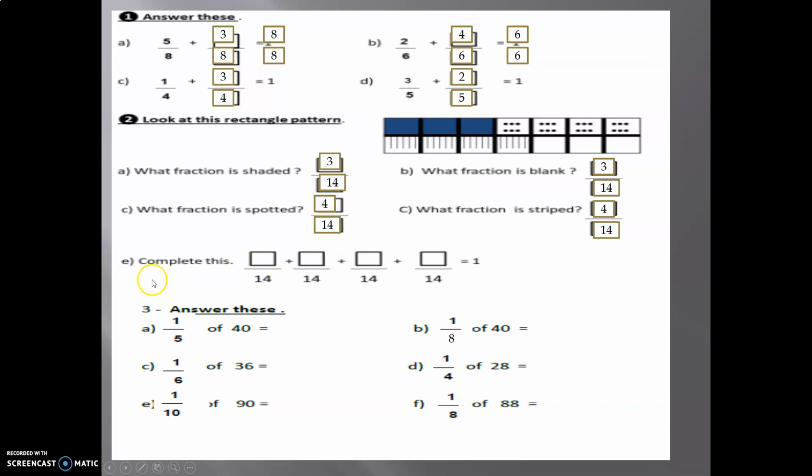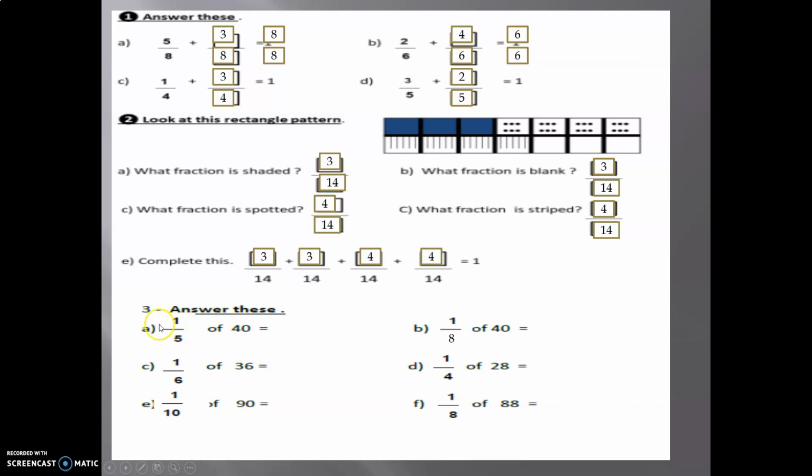In question number E, he wants us to add all the fractions together. So we will add the shaded fraction to the blank fraction and also the spotted fraction and the striped fraction. Together they should give us what? 1. And 1 means what? 14/14, because 3 plus 3 is 6, 6 plus 4 is 10, 10 plus 4 is 14. So the answer should be 14 over 14, and you know that if the numerator is the same as the denominator, it is 1.